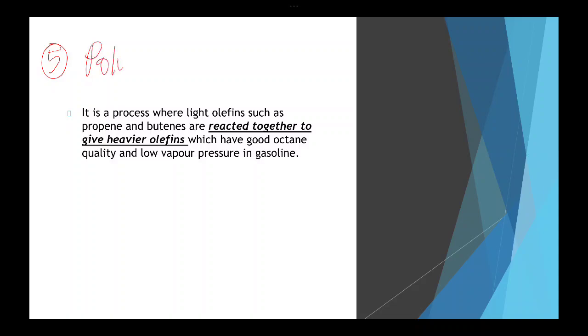polymerization. So this is the process where light olefins such as propane and butanes are reacted together to give heavier olefins which have good octane quality and low vapor pressure in gasoline. Okay? Olefins reacting together to give heavier olefins. That's polymerization.